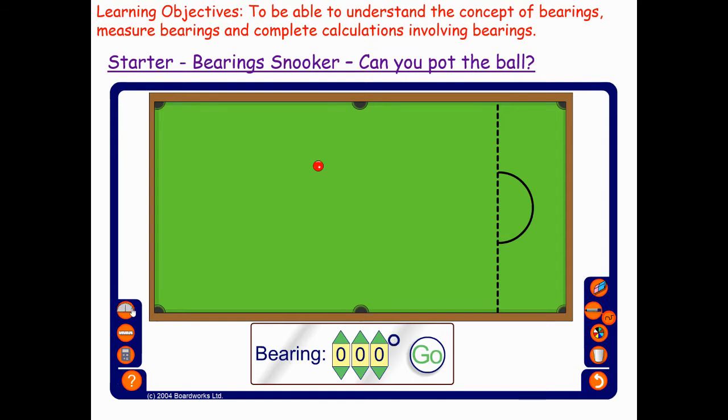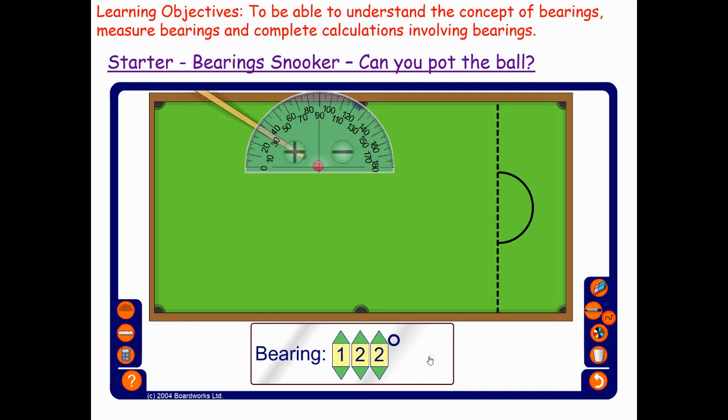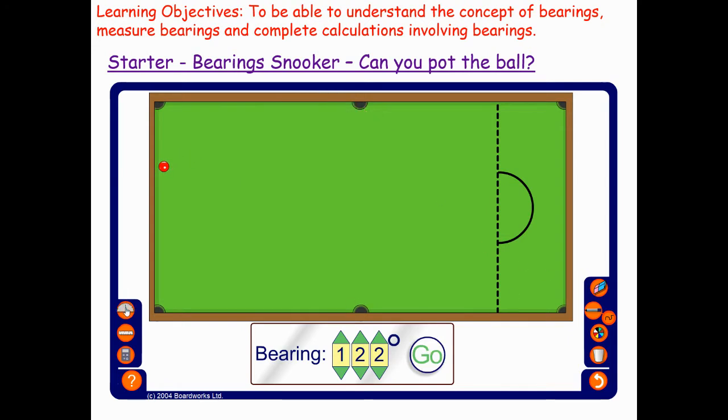We've got some tools over here. So if I get the protractor and I move it here, then it looks to be, well, about 120, maybe 122 is going into the center of the pocket. So let's try that. Okay, and we'll just see if it does what we expect it to do. So I'll click go, but it doesn't. Okay, 122 on my protractor was pointing up there, but it went down here. So something's gone a bit funny.